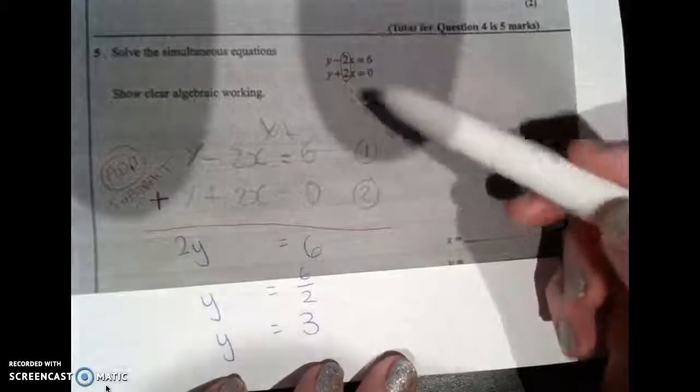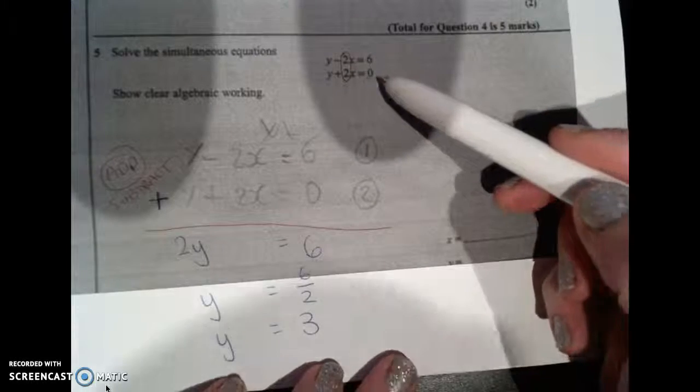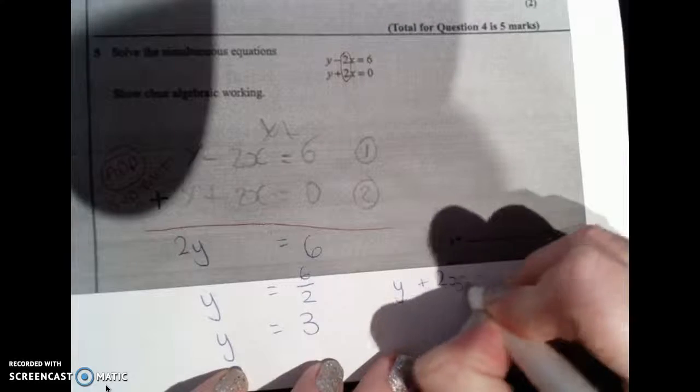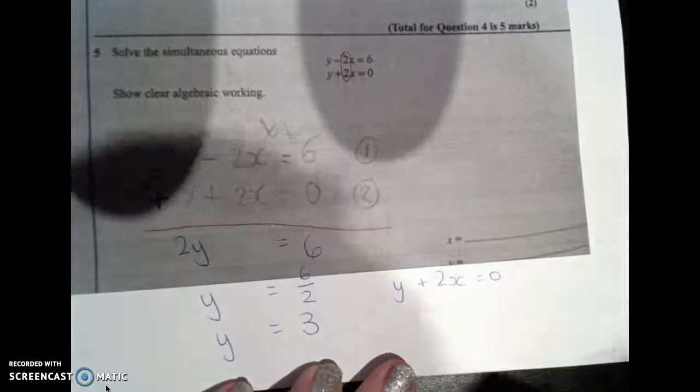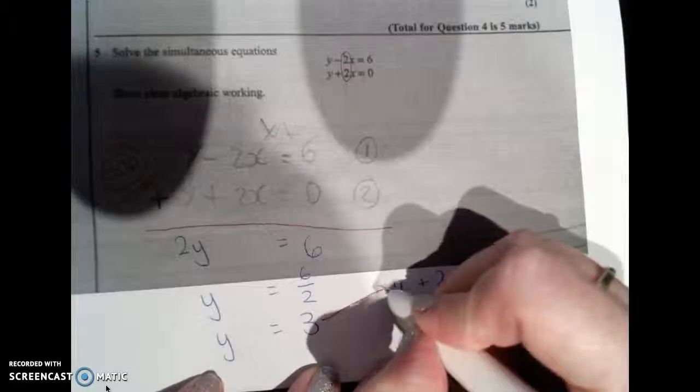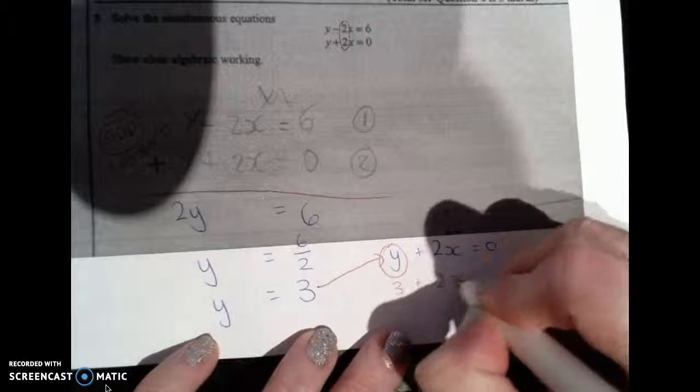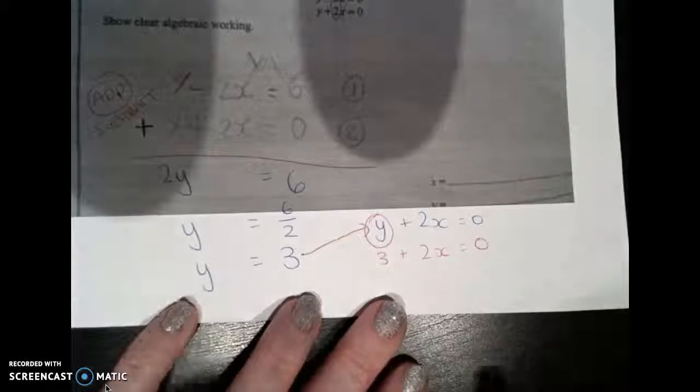What you then have to do is substitute this number back into one of these two equations. So let's take the bottom one, for example. I know that y plus 2x is 0, but I know from here that y is 3. So in place of this y, I'm just going to write the number 3. So 3 plus 2x's must be 0.